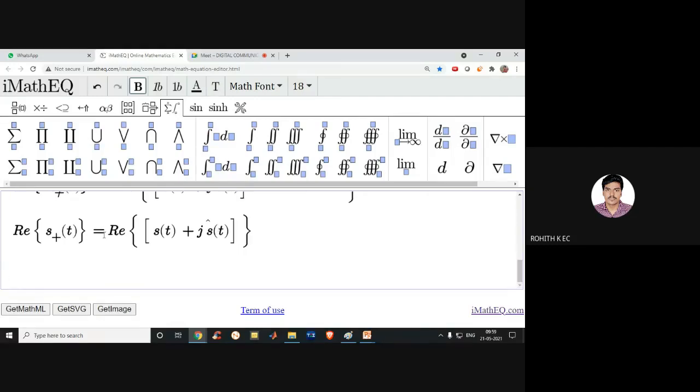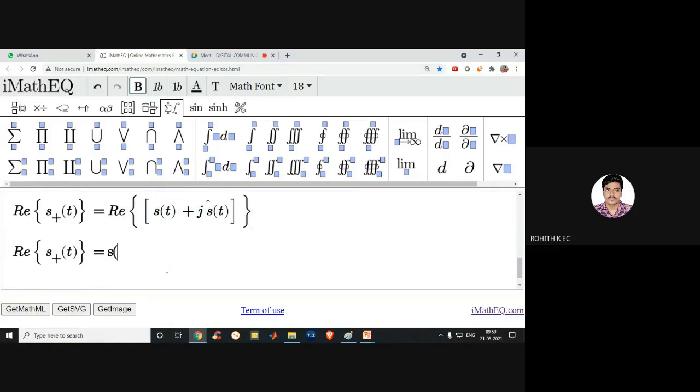Now let me again copy paste this. Now I want the real part of this equation. What is the real part? Please type in the chat box. This is a complex equation, so if I want only the real part, what should I take? It is S of t. Therefore, the real part is S of t. Any doubt at this point? Anyone has any doubt? This is S of t, right?